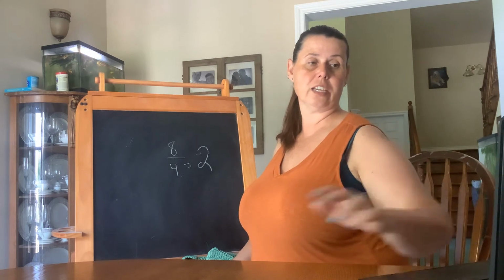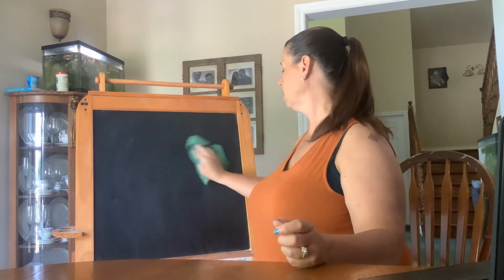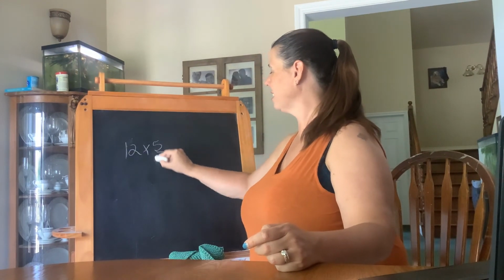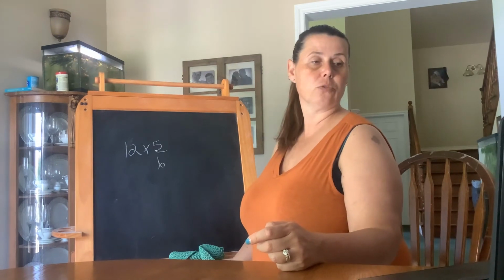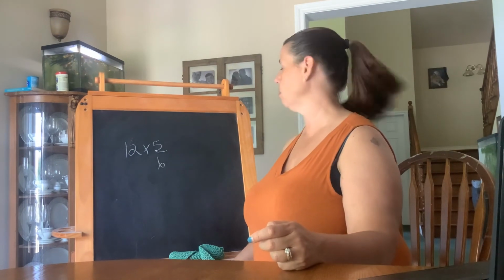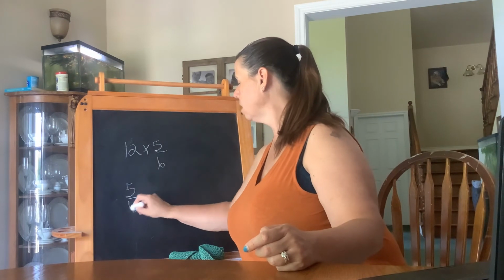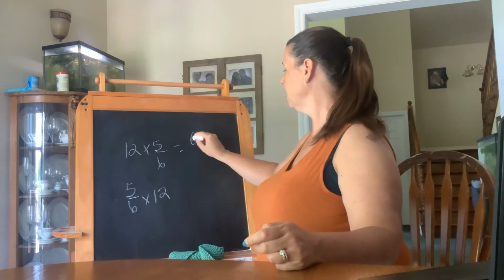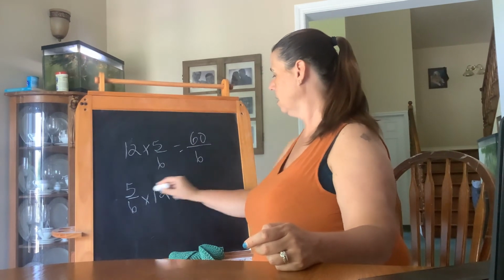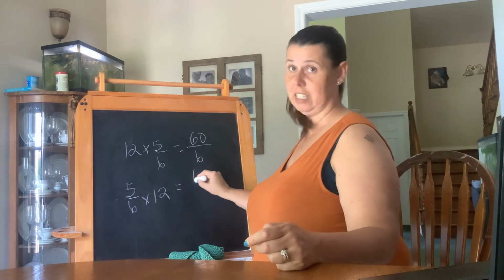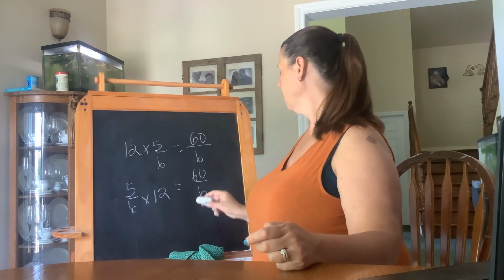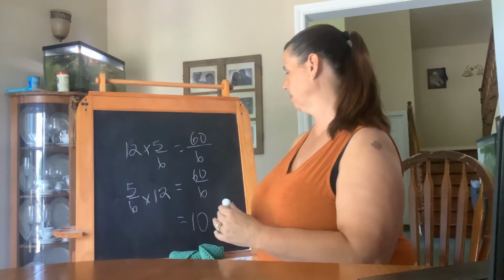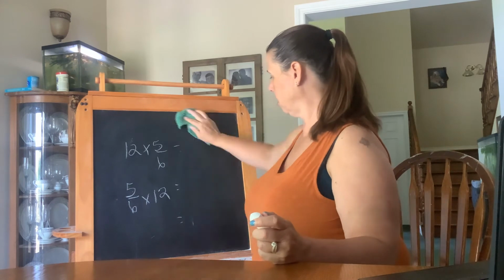Okay? I'll do the last one with you. It's 12 times 5 sixths. Okay? 12 times 5 sixths and 5 sixths times 12. Okay, so multiply across the top. 12 times 5 is 60 over 6. 5 times 12, still 60 over 6. 6 goes into 60 how many times? 10 times, nothing left over. Okay? We'll finish the rest of the question.